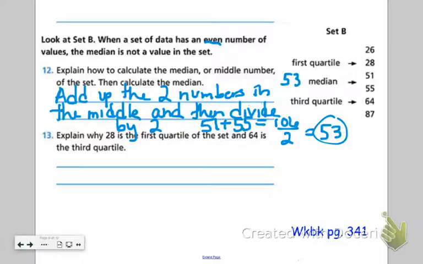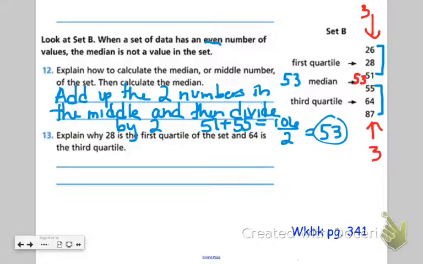So in this case, 51 down to 26 is part of my lower half, 55 to 87 is part of my upper half, and the median of 53, I'm just going to use a different color to put that in there, 53 is in the middle of those two. It's not included in the lower half, it's not included in the upper half. And that makes it even. We've got 3 numbers in the lower half and 3 numbers in the upper half. So each half needs to be even. Okay, and now it's time to find the first quartile.